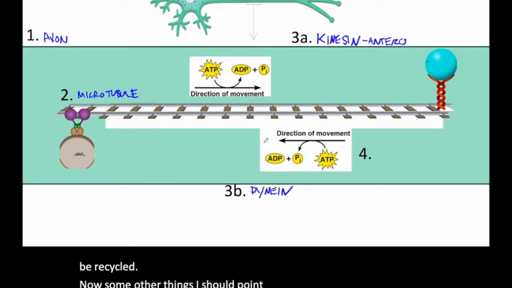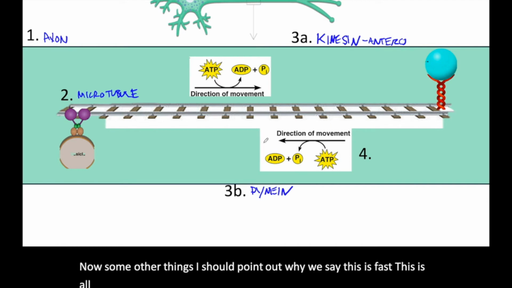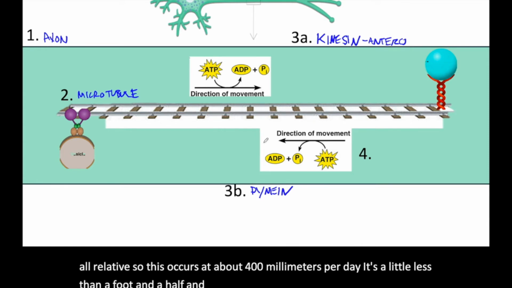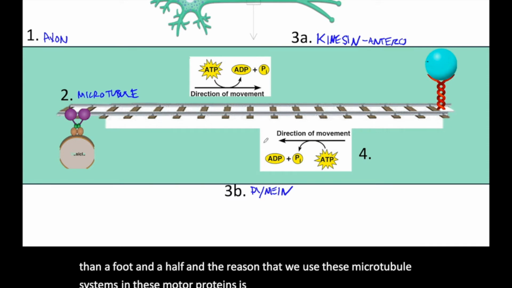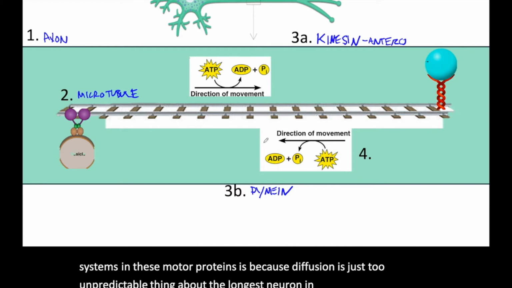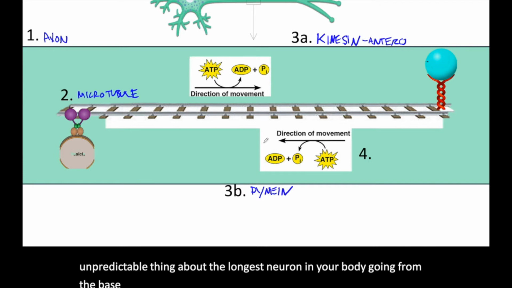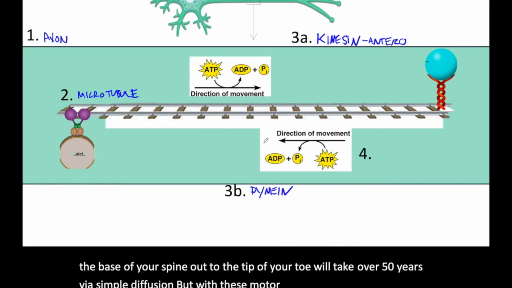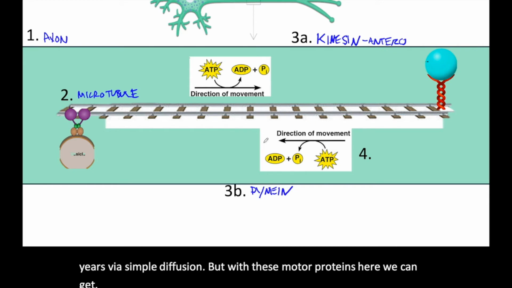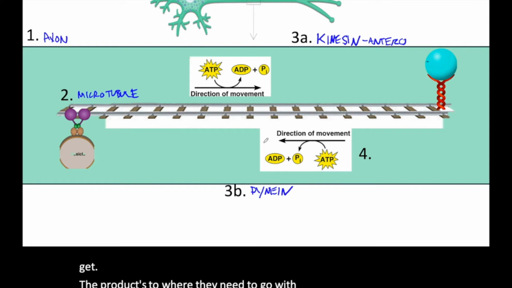While we say this is fast, this is all relative. So this occurs at about 400 millimeters per day. It's a little less than a foot and a half. And the reason that we use these microtubule systems and these motor proteins is because diffusion is just too unpredictable. Think about the longest neuron in your body going from the base of your spine out to the tip of your toe. It would take over 50 years via simple diffusion. But with these motor proteins here, we can get the products to where they need to go within a reasonable amount of time.